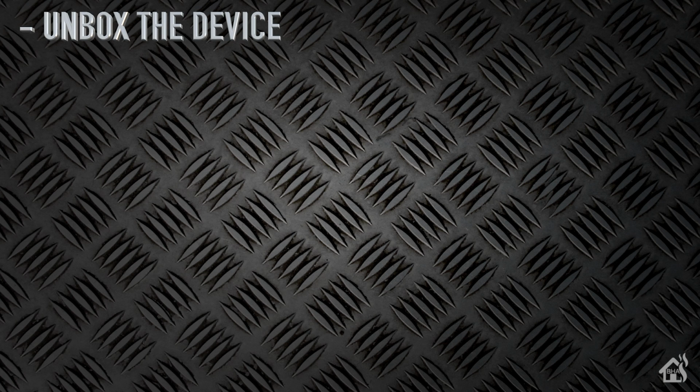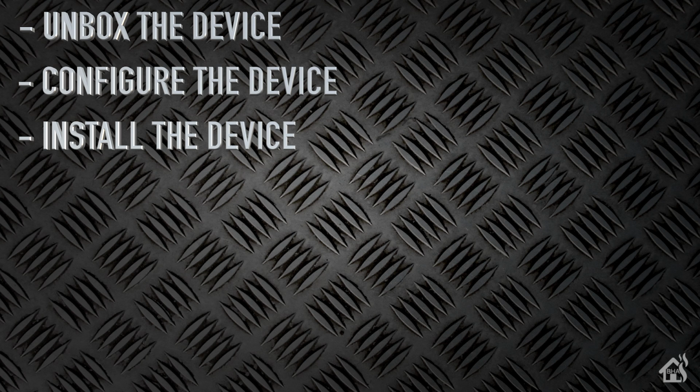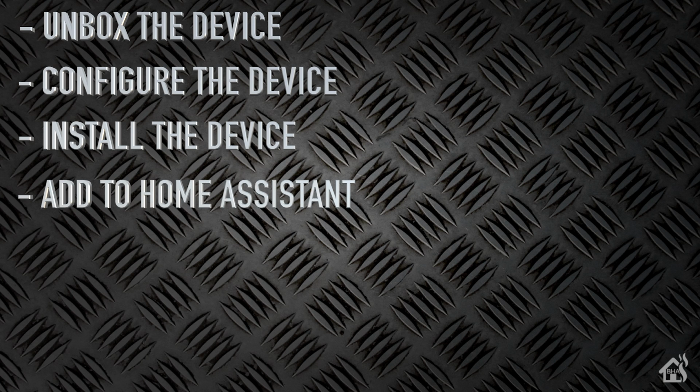So let's do a quick run through everything we're going to cover in this video. Of course, for starters, we're going to unbox the device. Once we do that, normally we would go ahead and install the device, but this time, we're going to configure it and get it set up first. Then the third step will be to install the device outside. Once we do that, we'll get it added into Home Assistant. And lastly, I'll show you what that looks like in action. So let's get started.